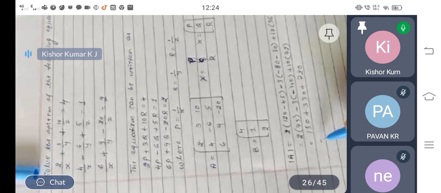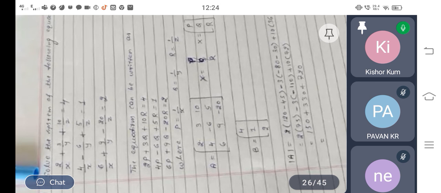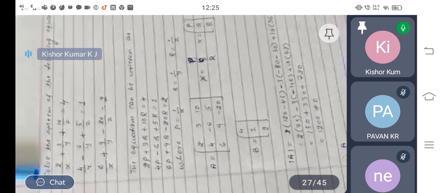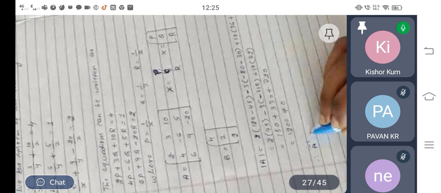Now add all these values, how much will you get? Can you tell me the answer? 150 plus 330 plus 720. How much is it? 1200. Okay, so that is not equal to 0. Therefore, A inverse will exist.